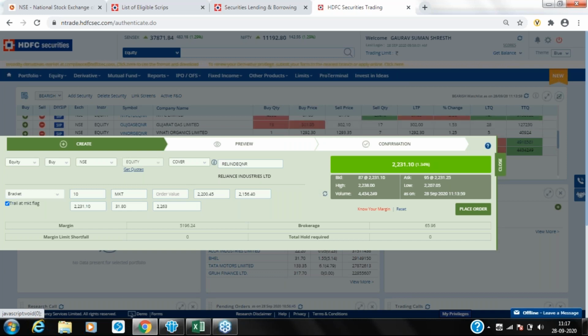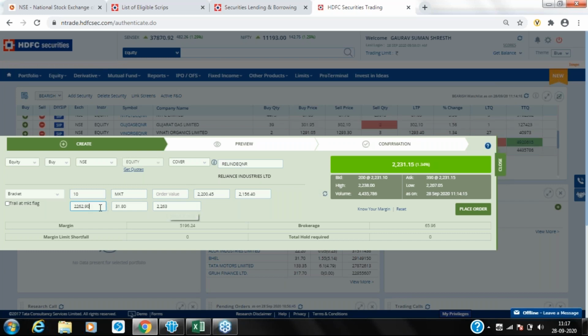In case you don't want your stop loss to move up, you can do that also. You can simply untick the trail at market flag and enter a price, 2262.90, so almost the target price. What this means is the stop loss will not trail till the price reaches this level, 2262. Again, it's a bit complicated at first, but once you start to practice it, and once you see this webinar again and again, the order will get more clarity.